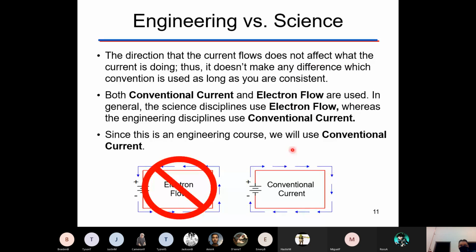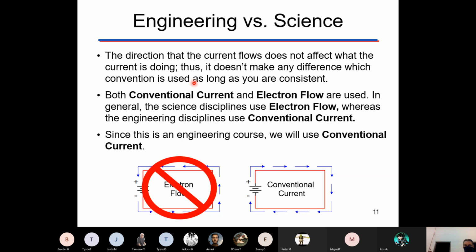Okay, so engineering versus science. This is basically what we were saying. The direction that the current flows does not affect the current or what the current is doing. Thus, it doesn't really make a difference which convention is used as long as you're consistent. So as long as you aren't going back and forth between your two theories while you're designing your circuits, you're not going to have an issue.